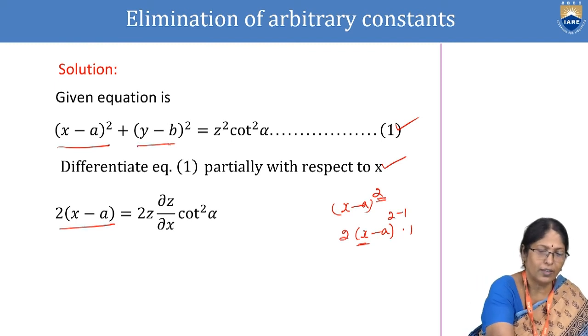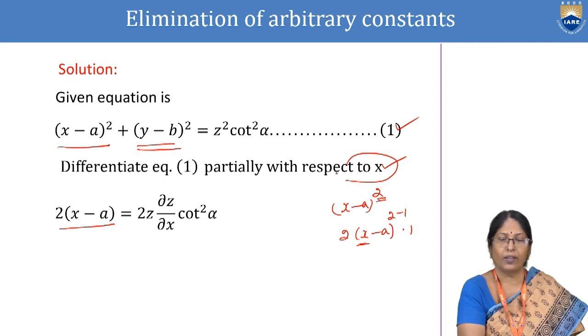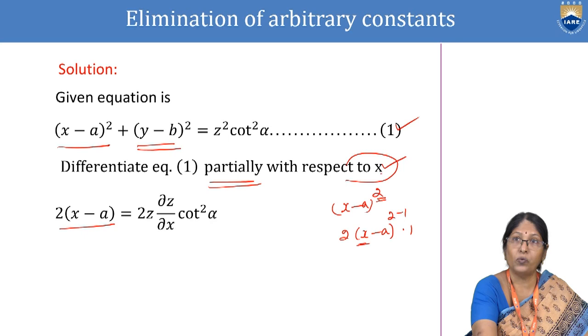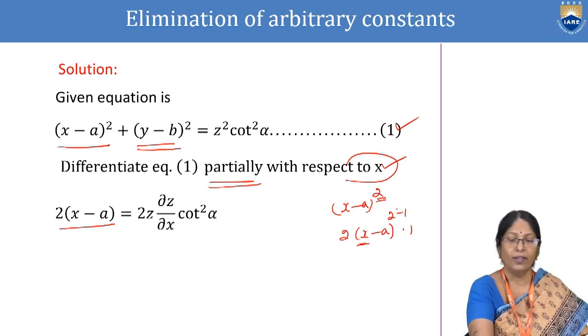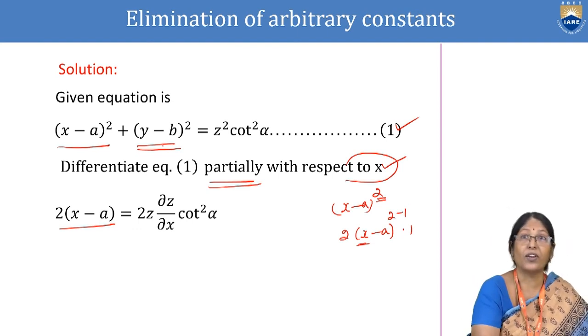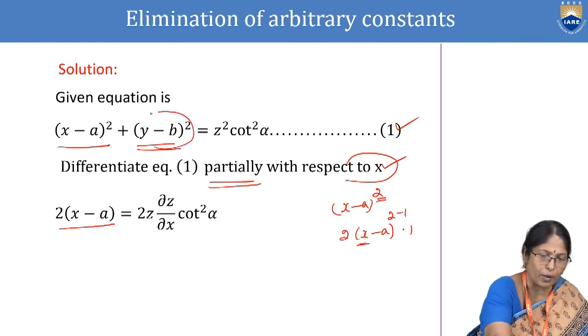And this is with respect to x partially we are doing. The word partial is there. With respect to which variable, only that variable we will concentrate on. That is only partial differentiation. Other variables are treated as constant. So it is totally becoming 0.